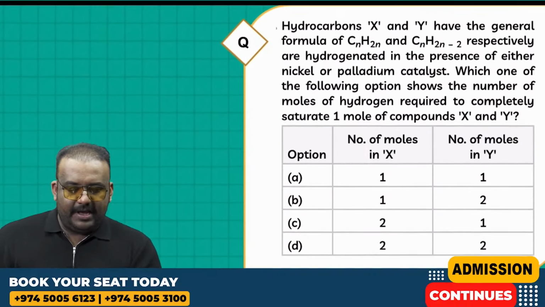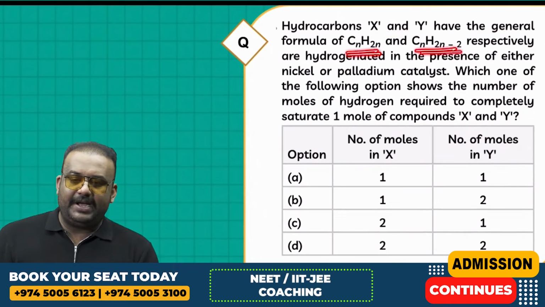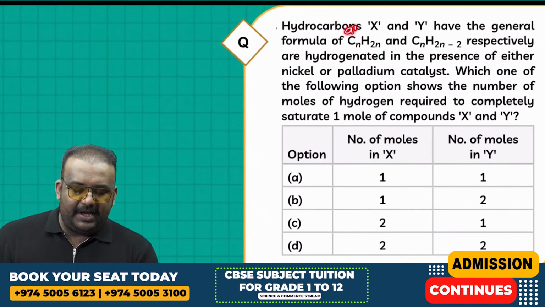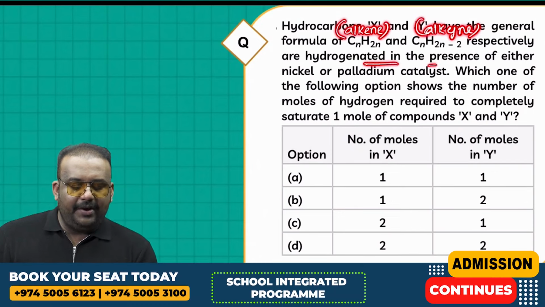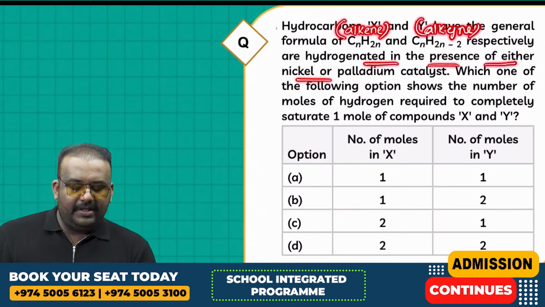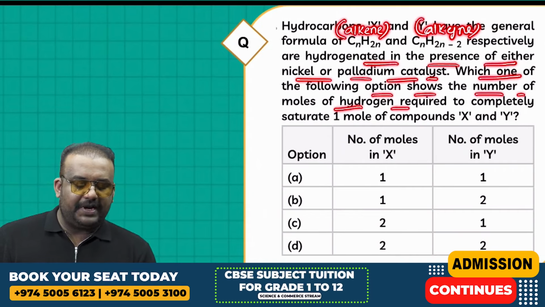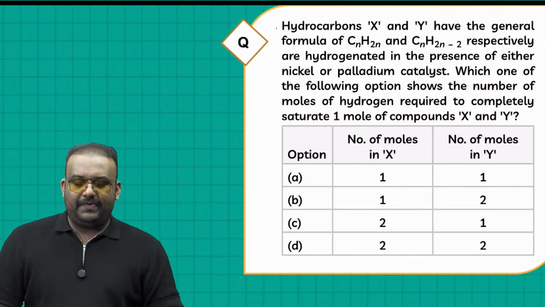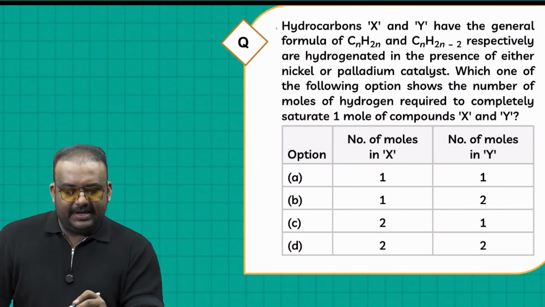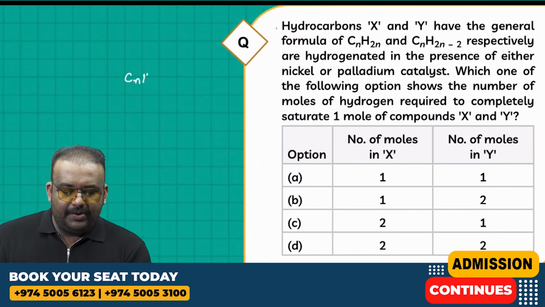Hydrocarbons X and Y have the general formula CnH2n and CnH2n minus 2. From here itself, it's very clear that this is an alkene and this is an alkyne, correct? They are hydrogenated in the presence of either nickel or palladium catalyst. Which one of the following options shows the number of moles of hydrogen required to completely saturate 1 mole of compound X and Y? That's a very easy question, and at the same time an important one as well.